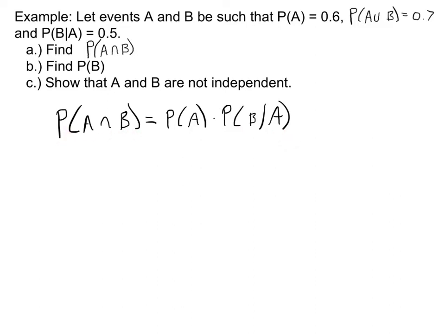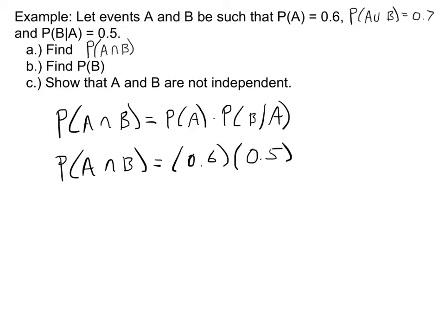So if I just plug these numbers in, we should be able to find that the probability of A intersect B is equal to A, which is 0.6, and B given A, which is 0.5. Let's see here, this ends up being 0.3. So that's our answer for part A.